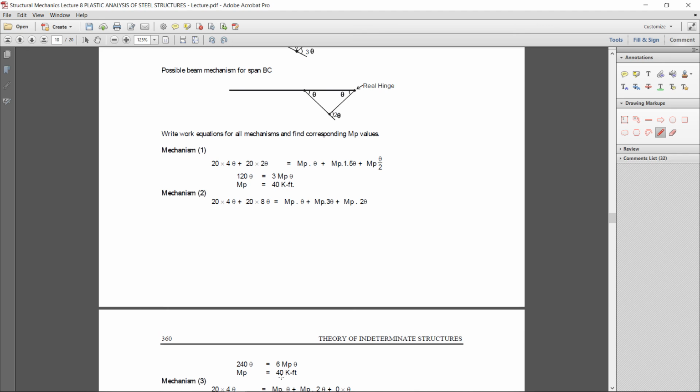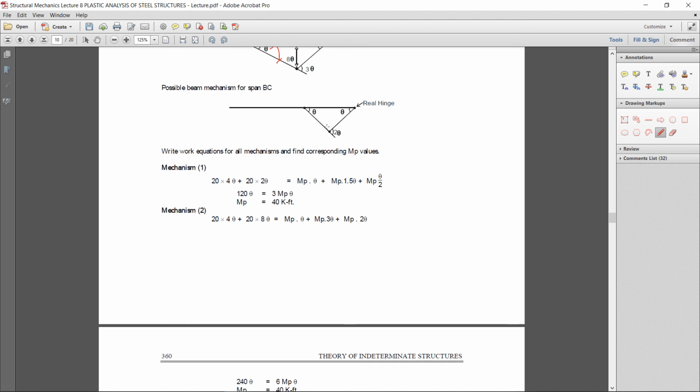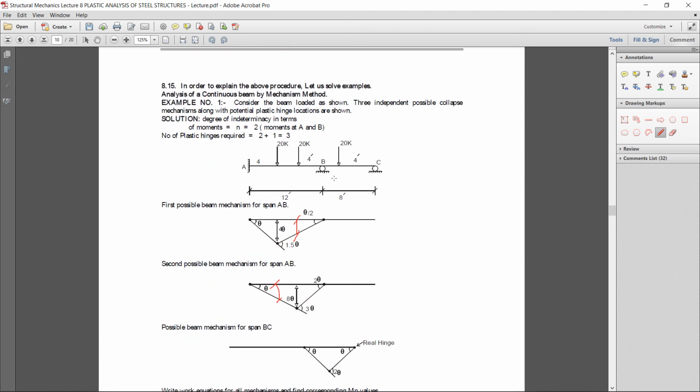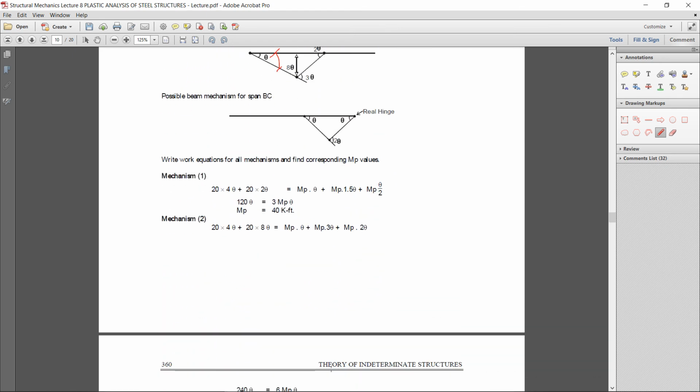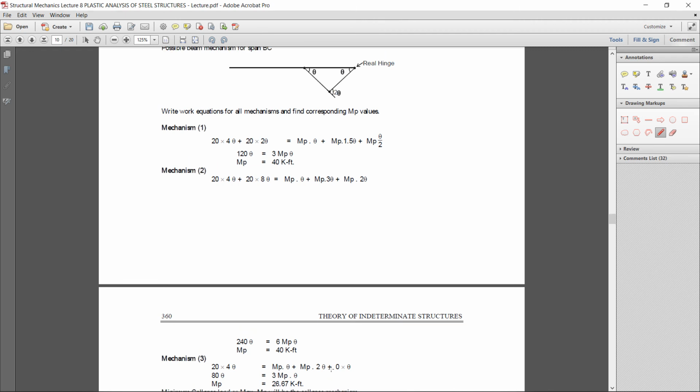Okay, now in the third mechanism, here you can see the total length of the beam, that is 8 feet, and that is just not on the scale, so left and right lengths are same, 4 feet and 4 feet on both sides. So due to the symmetrical theta, the internal deformation will be 2 theta, and the center deformation you will get theta into 4, that is 4 theta. So I am putting the values 20 into 4 theta, that is the external work done.